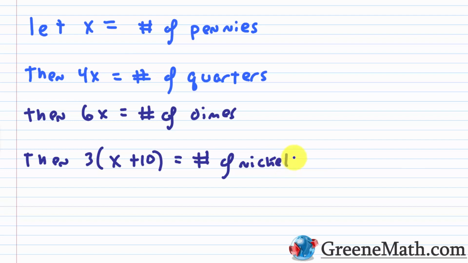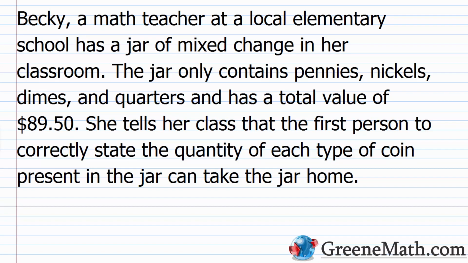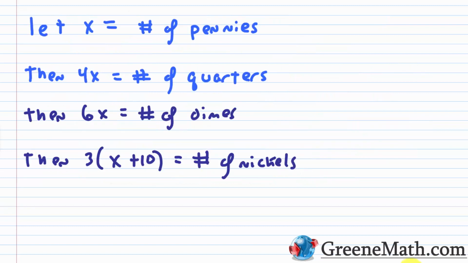Okay, so now that we have everything modeled, we're told the total value of all the coins in our jar at the start of the problem, that's going to be $89.50. So again, we've got to think about the value of each coin. We're going to sum the values of all the coins, and that should be equal to $89.50. So let's use a little table.